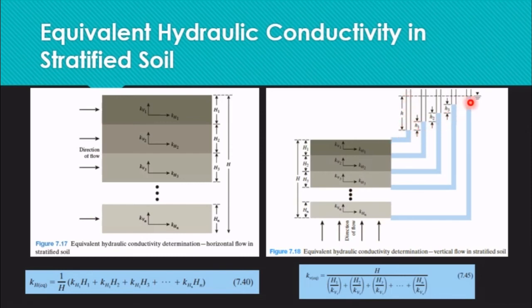And so, ito yung K vertical flow equivalent equals H all over H1 over K vertical 1, H2 over K vertical 2, H3 over K vertical 3, Hn over K vertical n. Summation mo lang yon, and then you will get the value of the hydraulic conductivity in vertical flow.